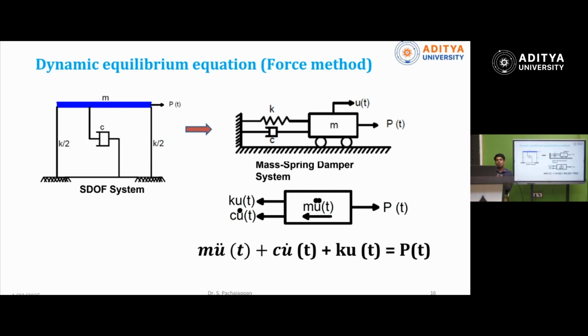So for solving this equation in dynamics, we have many methods of solution. These are the four methods. One is the classical method of solution. Another one is Duhamel's integral solution, then the transform method, and the numerical method. We'll see them one by one.